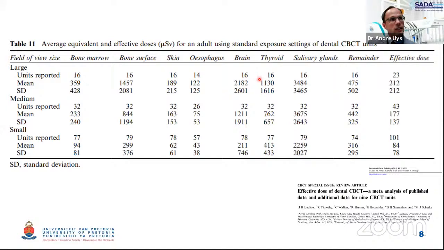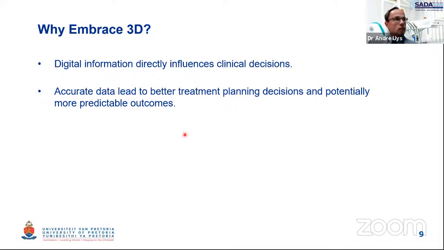So you can see from here what is being reported, 23 units compared to 212 units, is quite a difference. But you'll also see that there's quite a difference between a large field of view, 212, compared to 84. So why embrace 3D? Well, the digital information directly influences our clinical decisions. And accurate data leads to better treatment planning decisions and potentially more predictable outcomes.